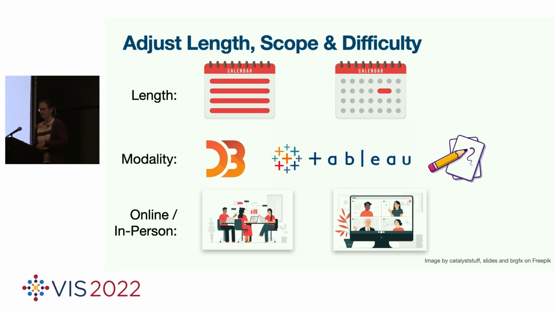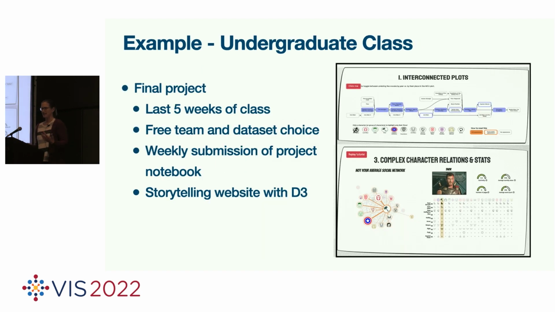For example, we have run our design sprints as a final project in a big undergraduate class at Harvard. Here, students work on a project of their choice in the last 5 to 6 weeks of class. And we've found that letting students choose their own teams and also their own data sets works really well to motivate students. They follow the design sprint process, but most of the work is done on their own outside of class. We still have weekly submission to track their progress and to give feedback. And the final result would be a storytelling website in D3.